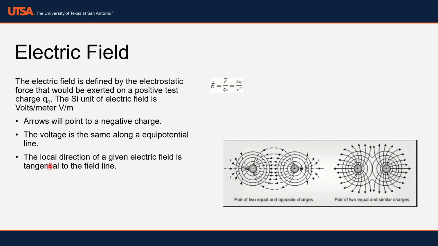Another point I need to make is that the local direction of a given electric field is tangential to the field line. What do we mean by local electric field? Let's say we put our test point here, and we want to know the direction of the local electric field, like your local supermarket, it's in that location. The local electric field is always going to point pretty much in the direction of these arrows. So tangential would be like this.